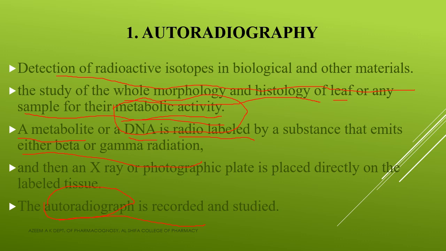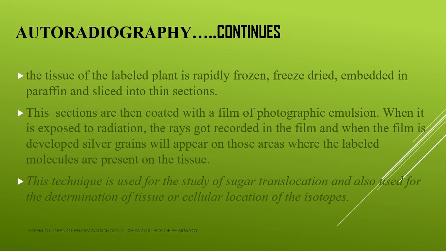The record that forms there when the radiations arrive is what is called the autoradiograph. This autoradiograph is recorded and studied, and from this you will get an idea regarding the biosynthetic pathway. Clear? Now we are going to talk about how this is done, that is, how it is taken. So here the tissue of the labeled plant is rapidly frozen.